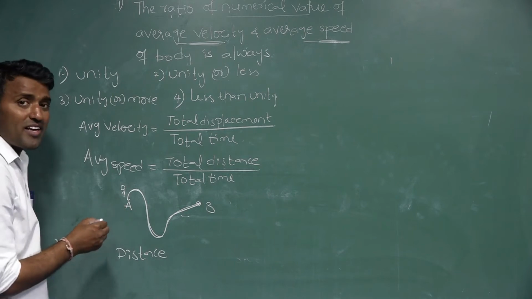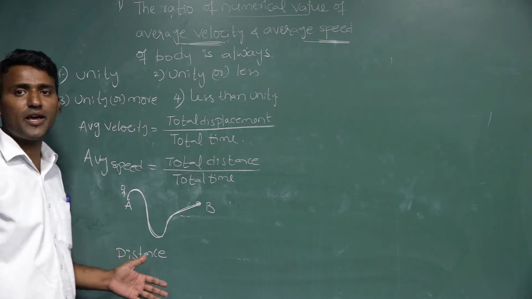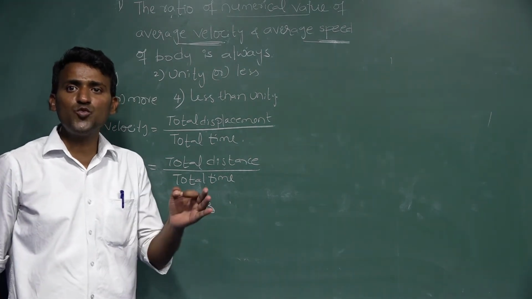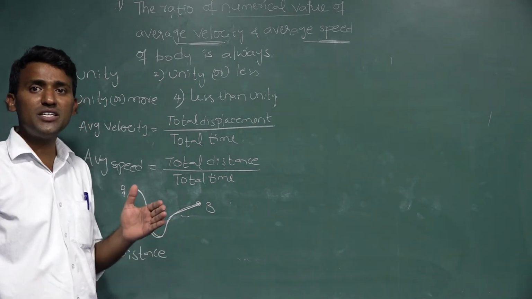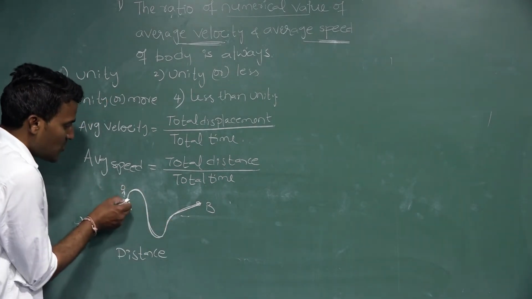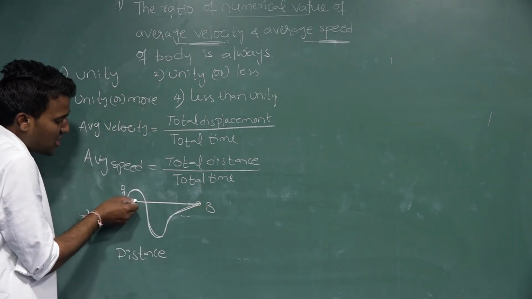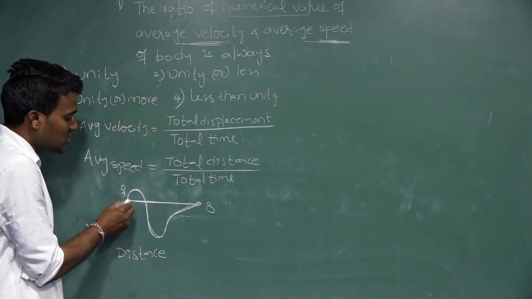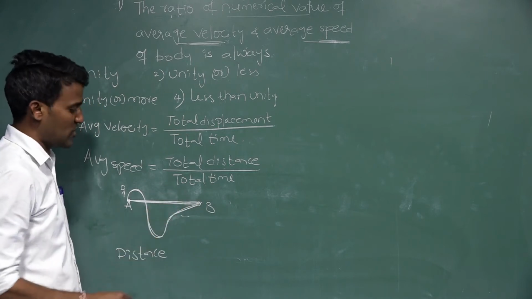Now what is the displacement? Displacement is nothing but the shortest distance from initial point to final point. So from initial point to final point, this straight line is nothing but the displacement.